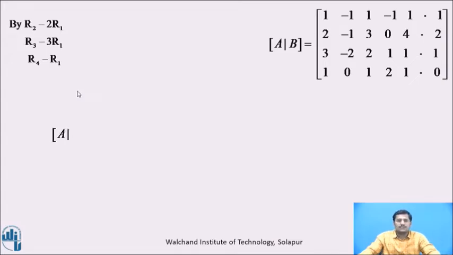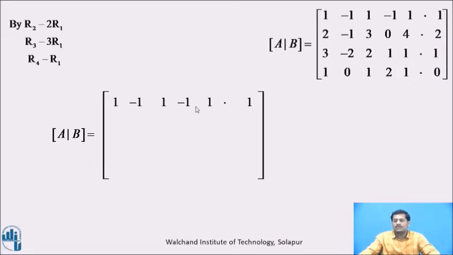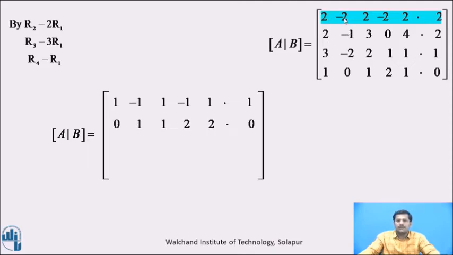Let us perform all these transformations one by one. In this augmented matrix AB, there is no change in the first row. Now performing this transformation R2 minus 2R1, we multiply row number 1 by 2, then the entries look like this. Now taking the subtraction of the second row and this resultant row, we get 2 minus 2 as 0, minus 1 minus plus 2 is 1, 3 minus 2 is 1, 0 minus plus 2 is 2, 4 minus 2 is 2, 2 minus 2 is 0.